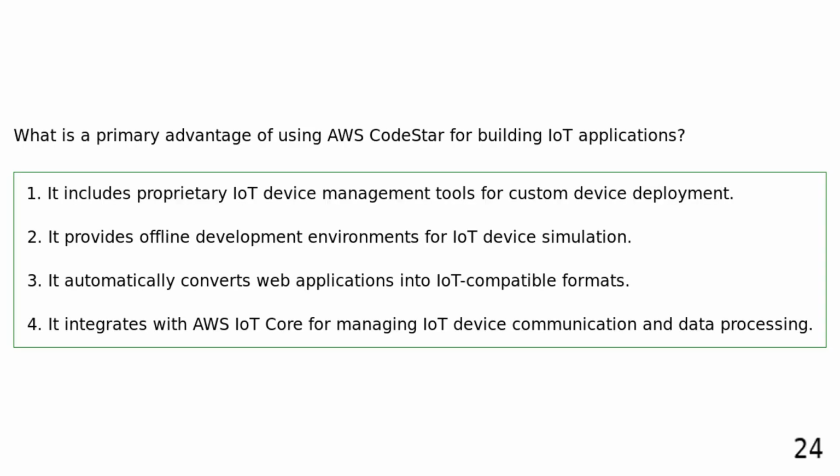What is a primary advantage of using AWS CodeStar for building IoT applications? It includes proprietary IoT device management tools for custom device deployment. It provides offline development environments for IoT device simulation. It automatically converts web applications into IoT-compatible formats. It integrates with AWS IoT Core for managing IoT device communication and data processing.